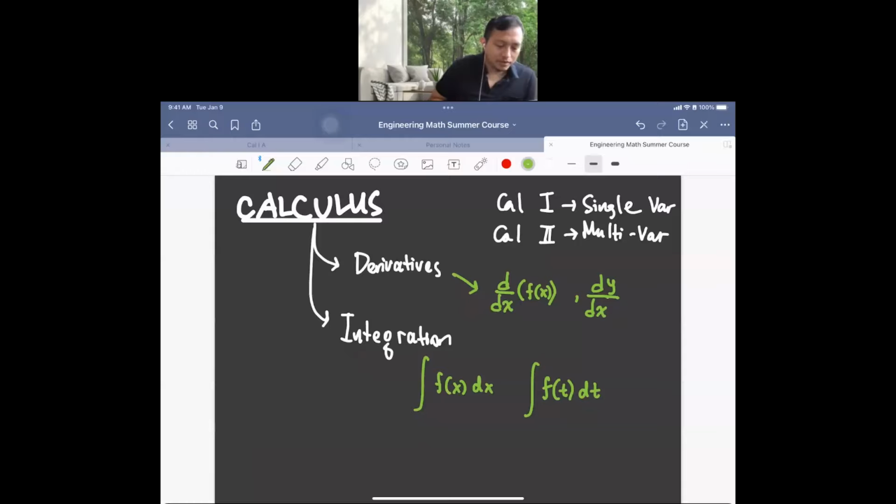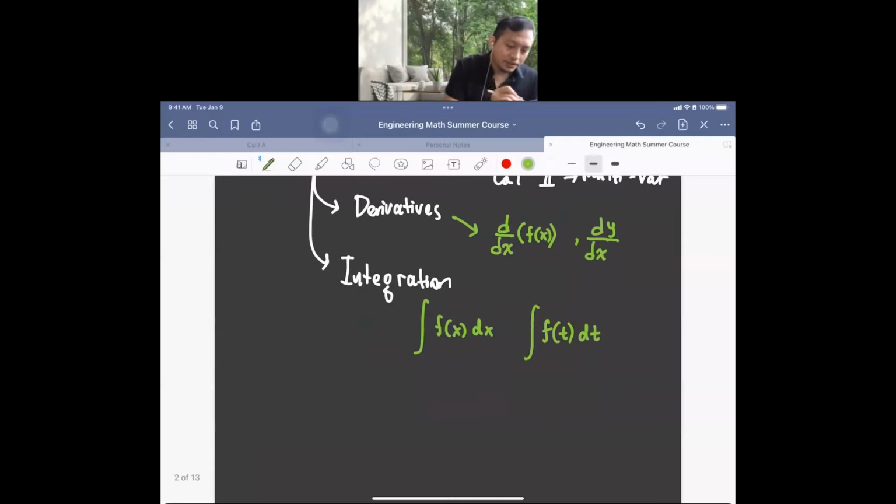And the first idea for the first chapter in our engineering math is about differential equations, right? A differential equation is actually, for example, dy over dx equal y. Okay, let me just write that.